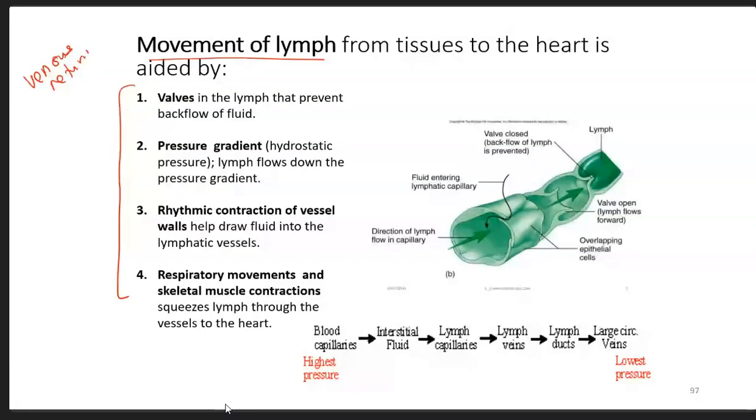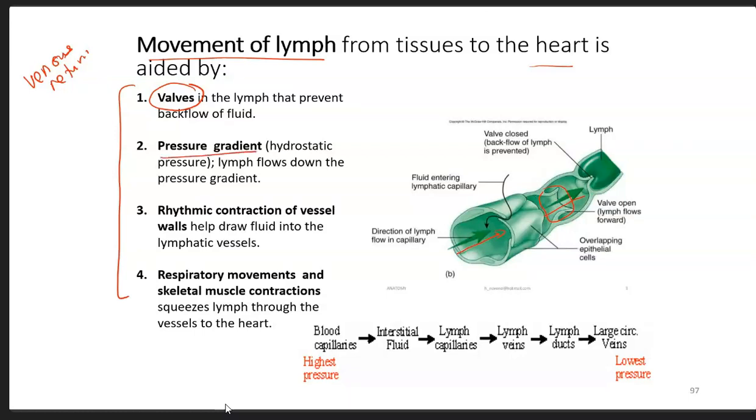Okay, so movement of lymph from tissues to the heart is aided by the presence of valves in the lymphatic vessels. Okay, so nampak ni, you can see there is presence of valve that opens as the lymph flows forward. Okay, and then kita tengok ni. Okay, the lymph can only flow in one direction due to the presence of the valve. Okay, and then second is pressure gradient.